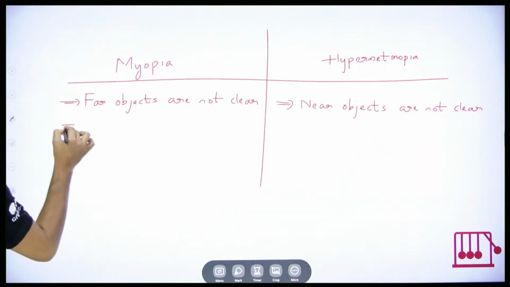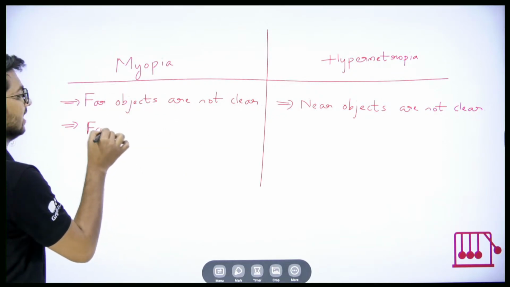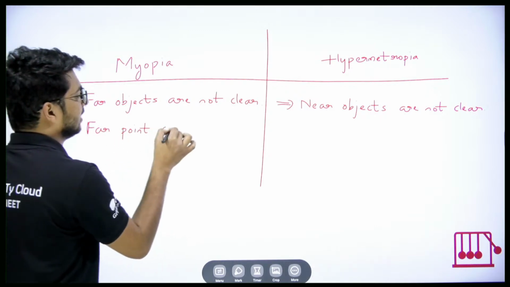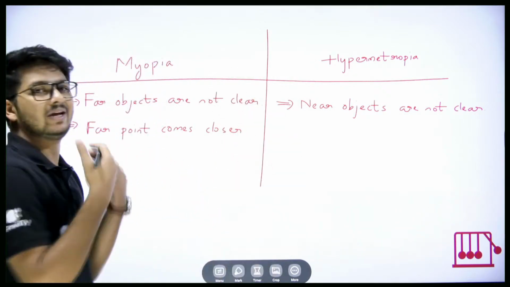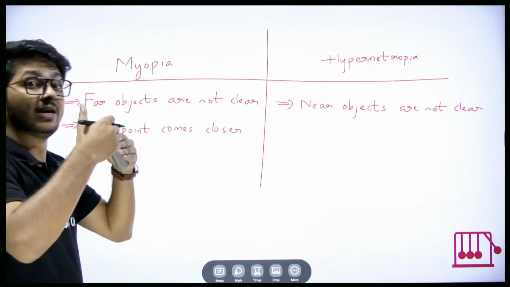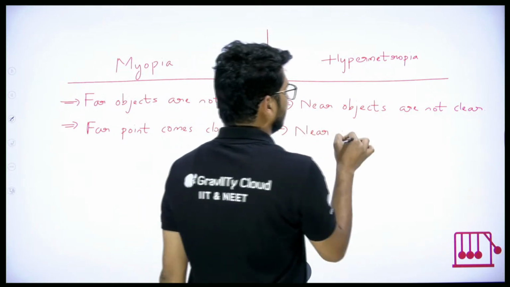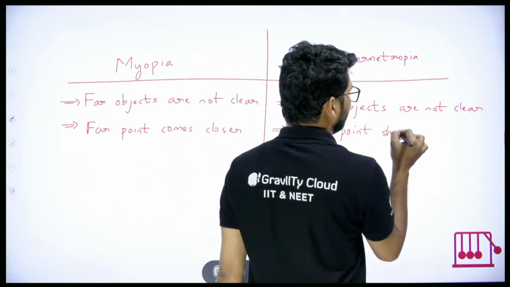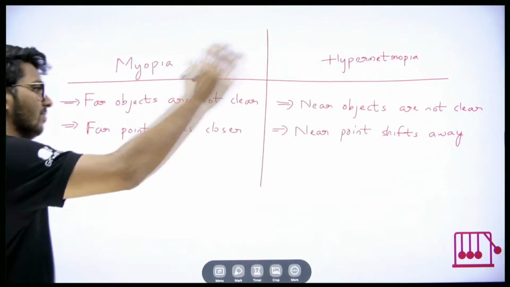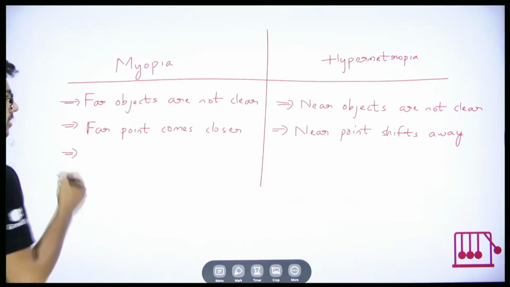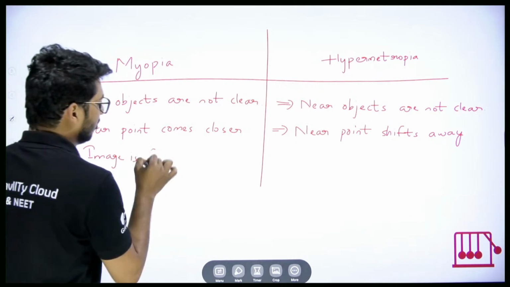So when you talk in terms of far point and near point, here far objects are not clear, that means the far point has come closer. Whereas in the case of hypermetropia, we cannot see near objects, that means our near point has gone farther. The near point shifts away from the eye. When I say away, away from the eye.